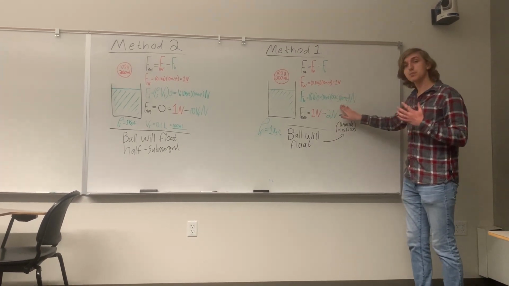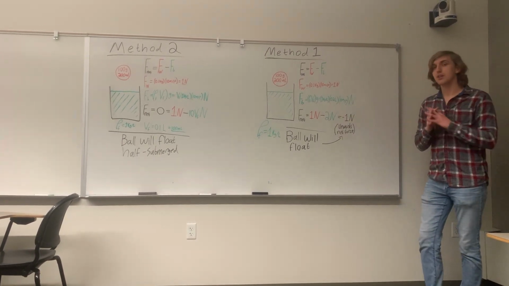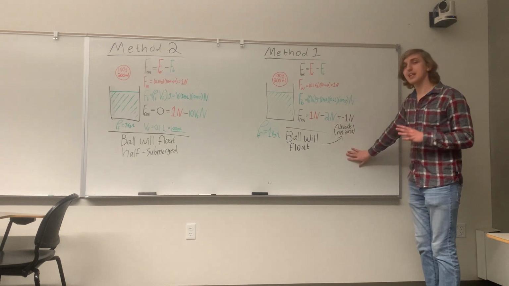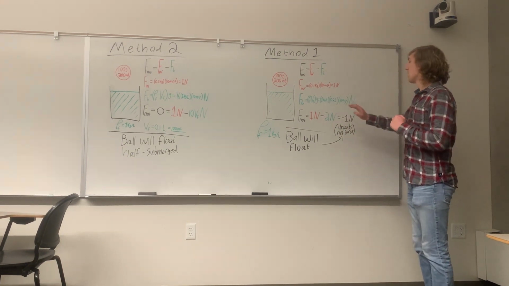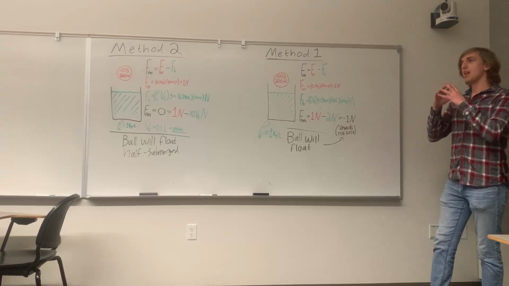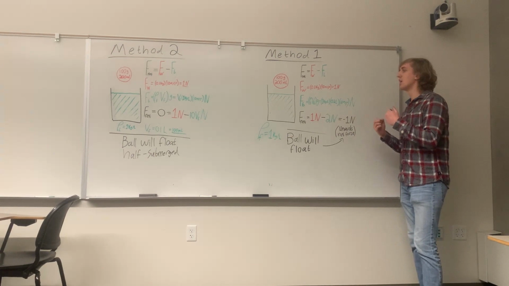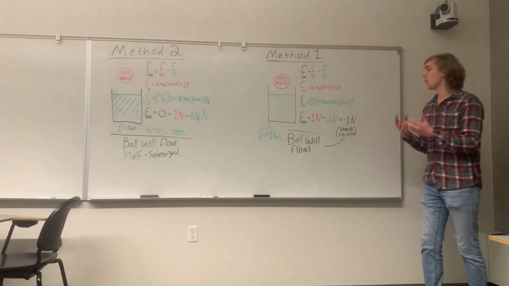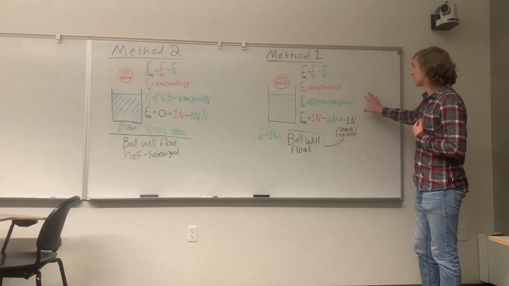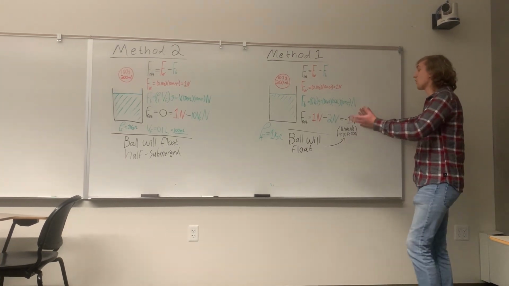We plug in 10 meters per second squared for gravity, and for volume, as this method is just a test if the ball will float or sink, we will plug in the volume of the ball, because if the ball is fully submerged and doesn't displace enough water to make itself float, we will get a positive force here. Otherwise, we'll get a negative force.